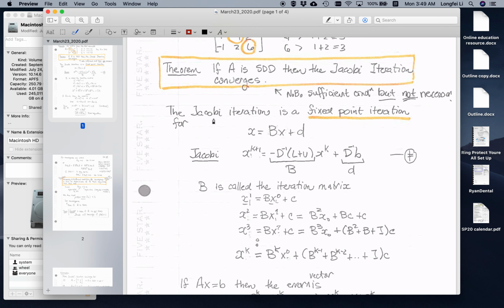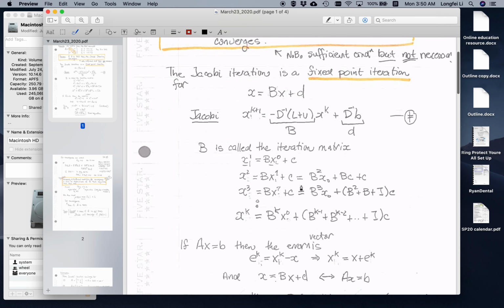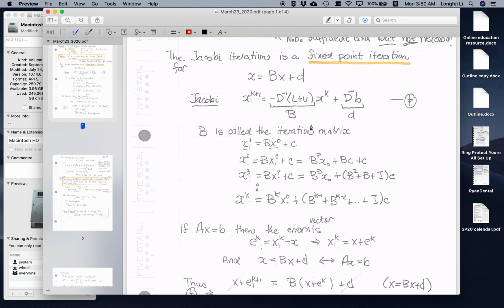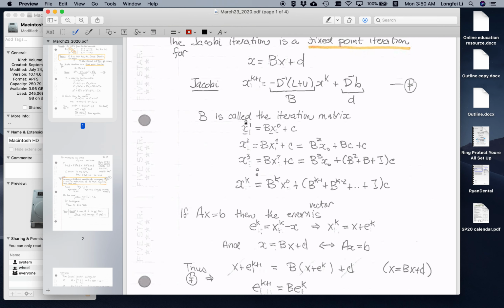For the Jacobi iteration, we know that it is a fixed point iteration that can be written in this form. If we write the Jacobi iteration in matrix notation, it is of this form, where D is the diagonal terms, and L and U are the lower and upper triangular terms. This is our Jacobi iteration, and B is called the iteration matrix. If we do the iteration multiple times, we end up with a relationship here.